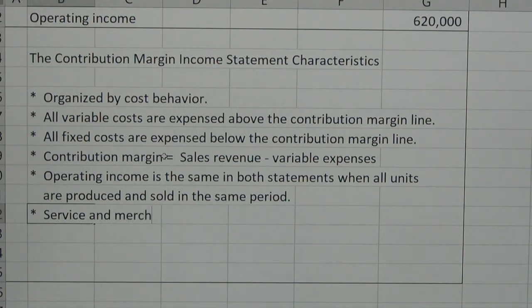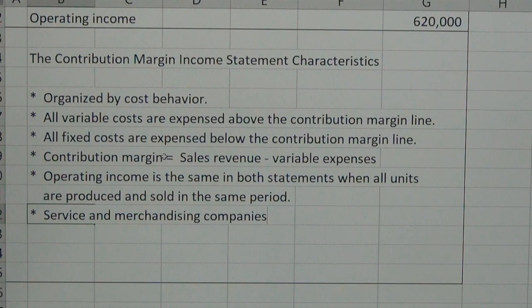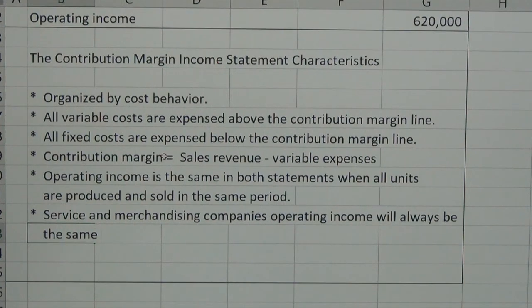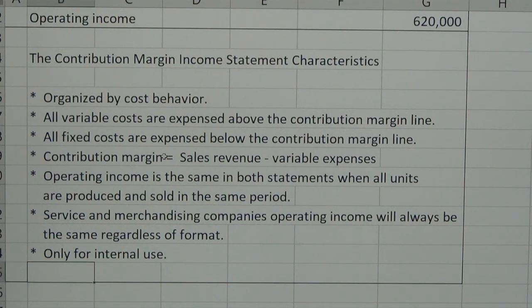Service and merchandising companies: operating income will always be the same regardless of format. And again, as we've mentioned before, this is only for internal use. You would not produce a contribution margin statement and distribute it along with your traditional income statement, or instead of it. No, that wouldn't happen. You would use the traditional financial statement that you learned in Accounting 1. That's all for external use. This contribution margin income statement is only for internal use.